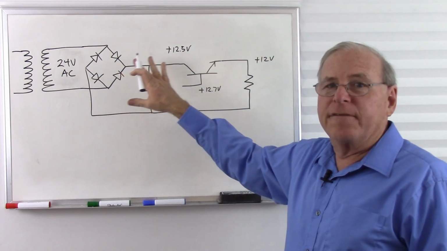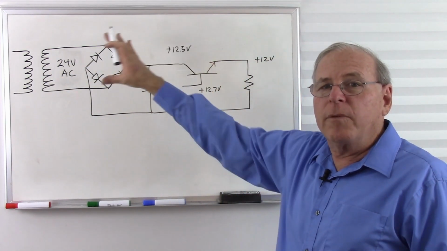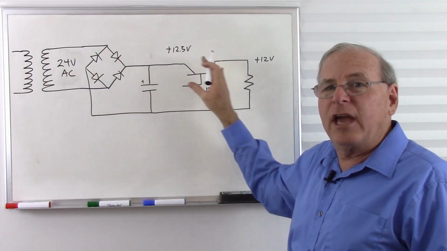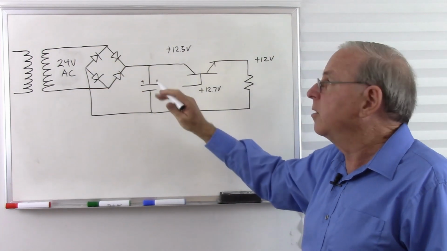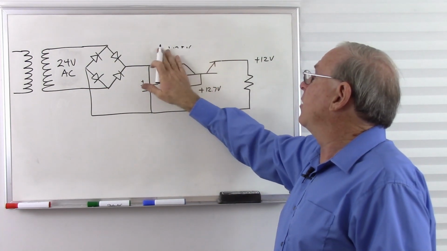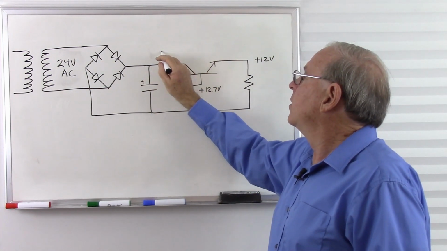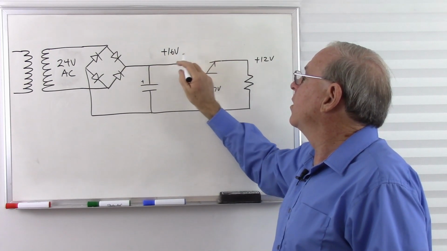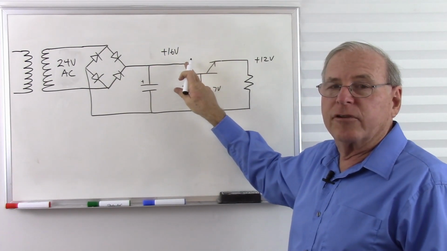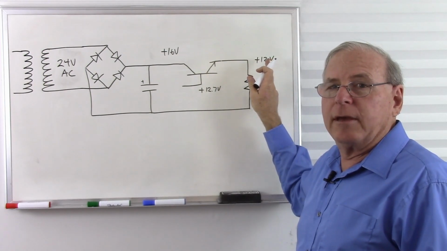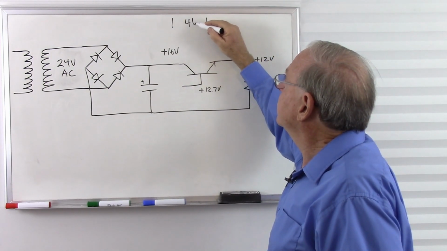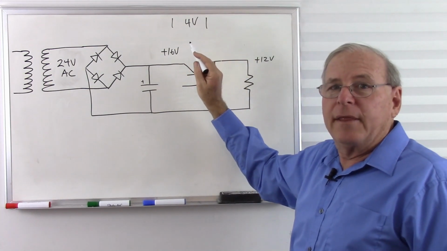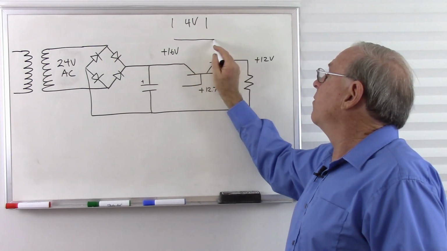So let's see how that affects the rest of the circuit. Before we put that transformer in, let's see how much power is being dissipated by this transistor with the 12 volt transformer. So let's take a look at a best case scenario of plus 16 volts at the collector of the transistor and 12 volts at the emitter. So now we have 4 volts across the transistor. And let's assume that the load is demanding 1 amp of current.